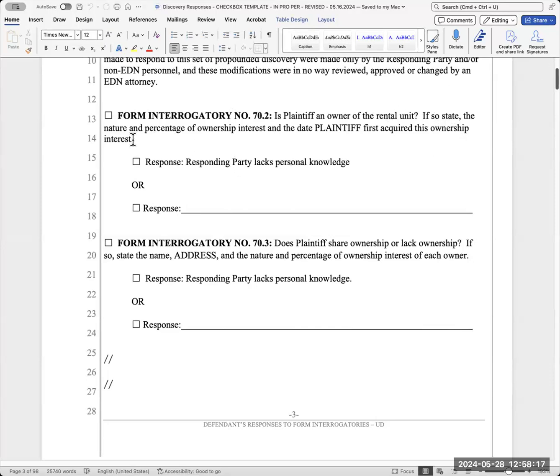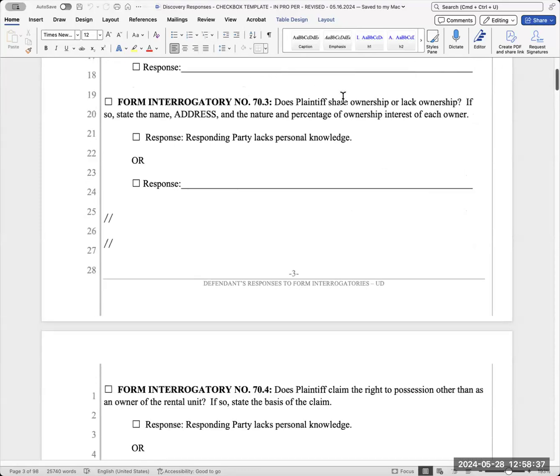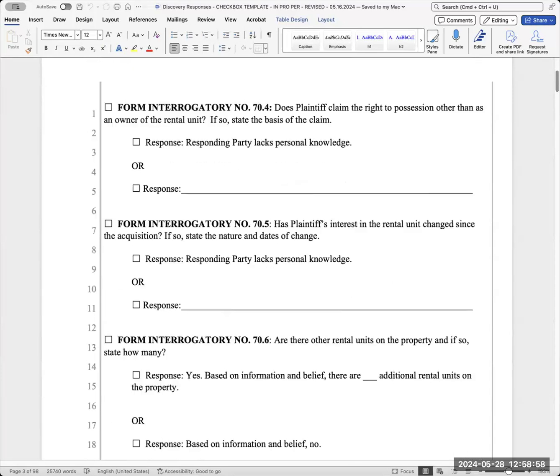And if so, state the nature and percentage of ownership interest. If you don't know, and the date they first acquired this ownership interest, if you don't know, this is the suggested response. If you do know for sure, this is the suggested response. And that logic should carry out throughout these questions. Does the plaintiff share ownership or lack ownership? If so, state the name, address, and nature and percentage of ownership interest of each owner. Again, this is something you don't know. This is the response. Something you know for sure, you put here and explain. And remember, not all these boxes are checked, so only answer the ones that are checked.